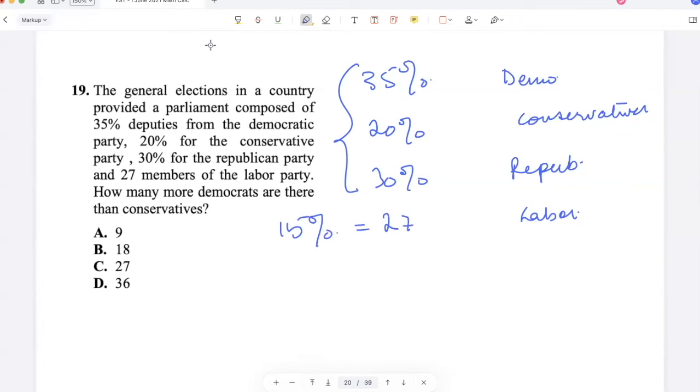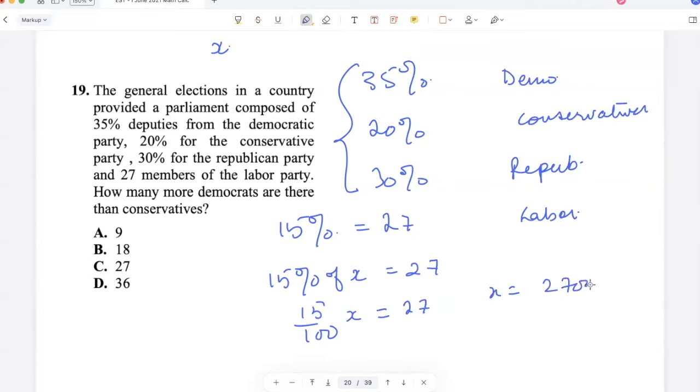So if the total number of deputies is X, then 15% of X is 27. So 15 by 100 times X is 27. So X is 2700 by 15. So let's just plug that in the calculator. 2700 divided by 15. So that's 180. So the total number of deputies in the parliament is 180. How many more Democrats than Conservatives? So Democrats minus Conservatives is 15%. So 15% of 180, which we already know is 27. So C.